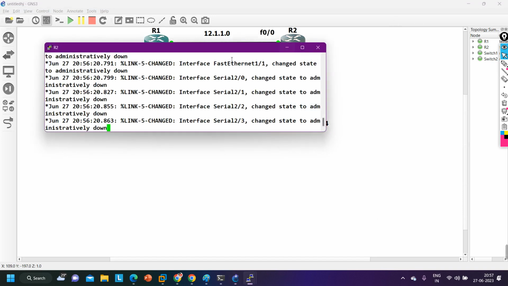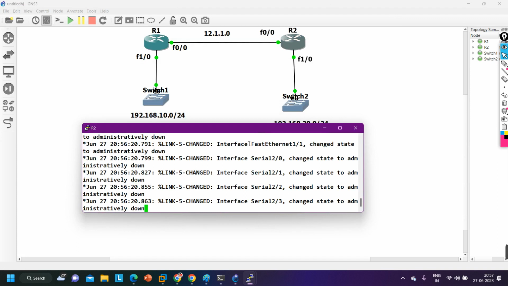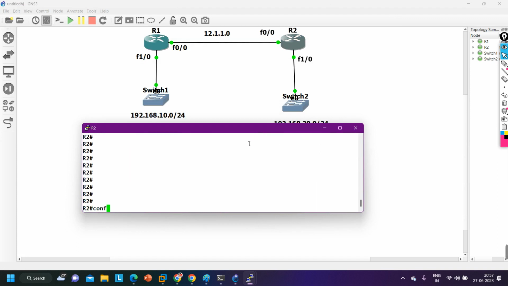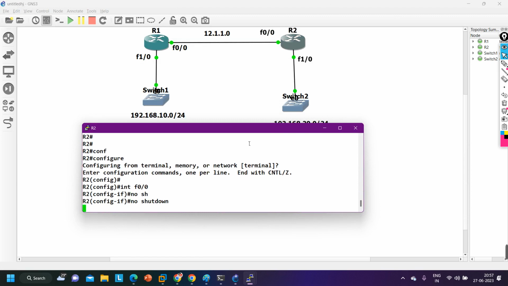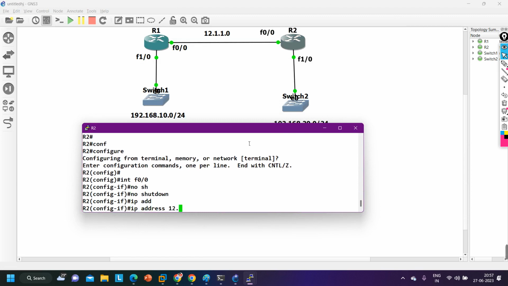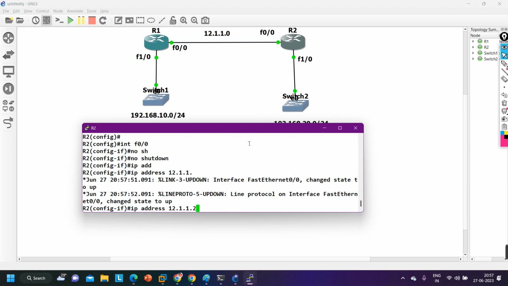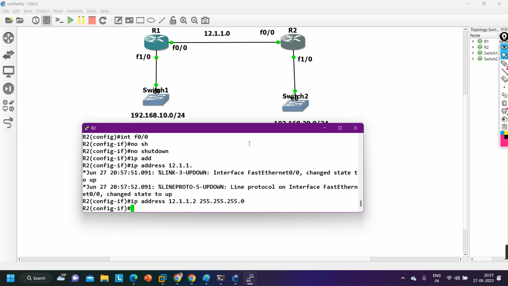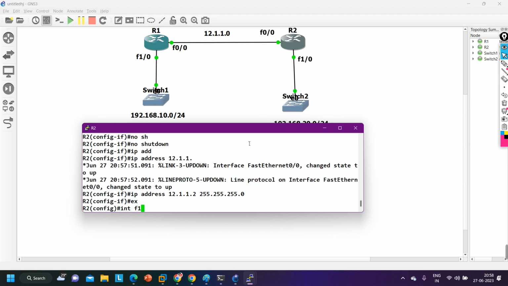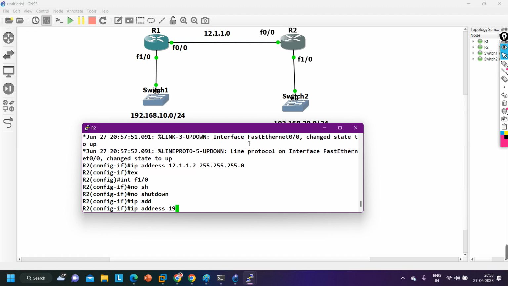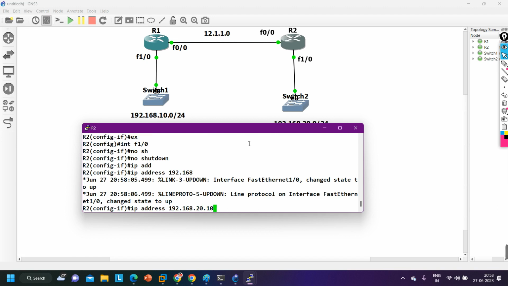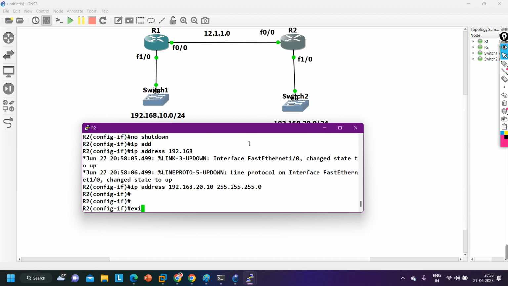Done. Now let me take you to router 2. Interface f0/0. I'm just configuring the IP address 192.168.20.10, 255.255.255.0.